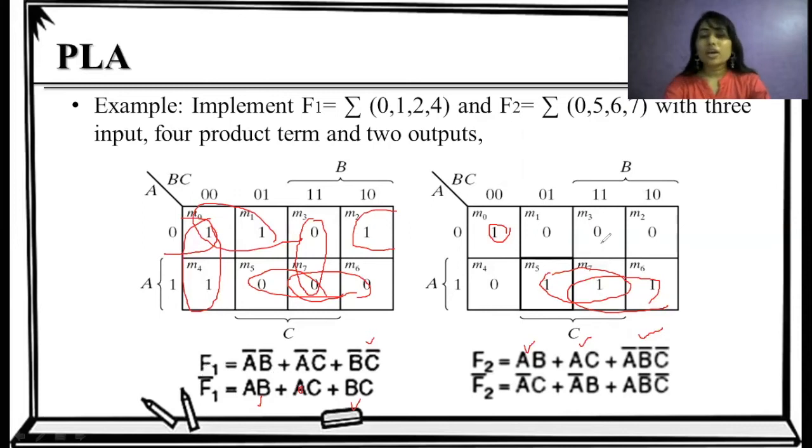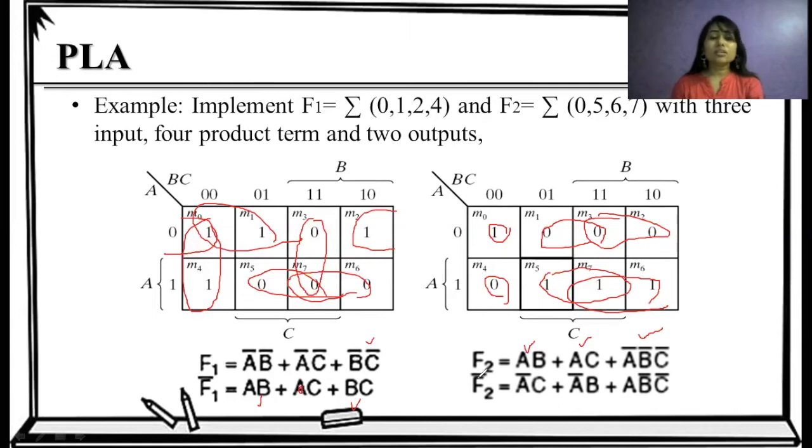Okay, now here we have this term, so we have A dash C. For this term we have A dash B, and for this term we have simply B dash C dash. So this is how we can calculate F2 dash. Now why do we use this F1 dash and F2 dash? We use this F1 dash and F2 dash to fulfill this condition of 4 product terms.